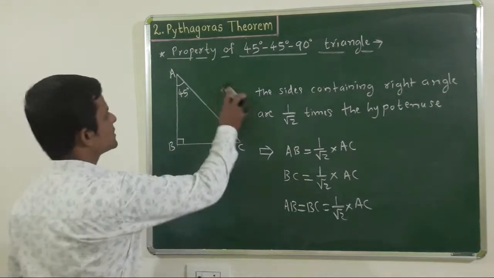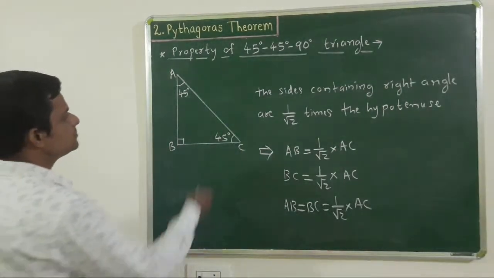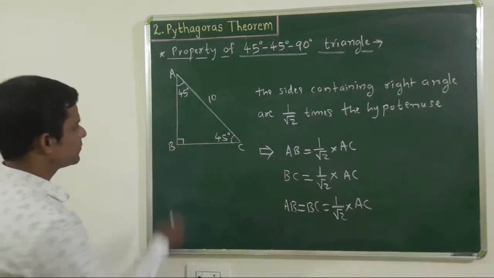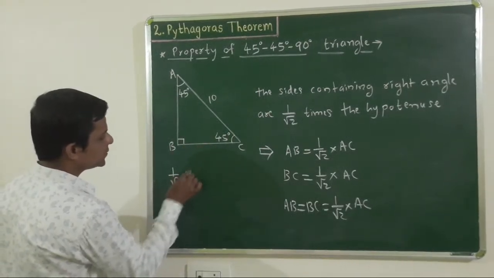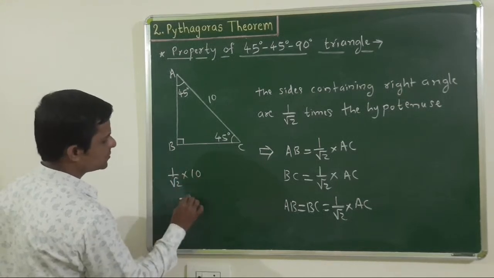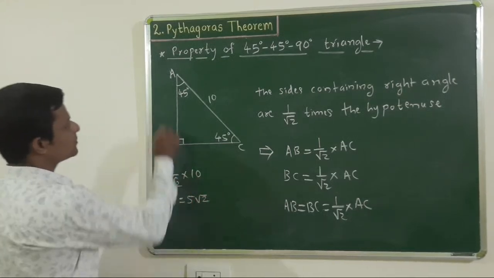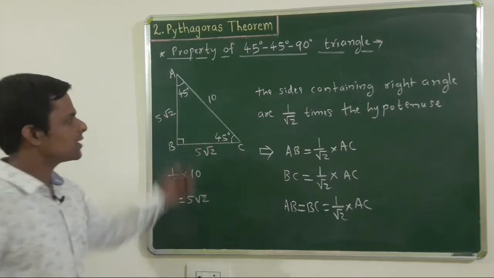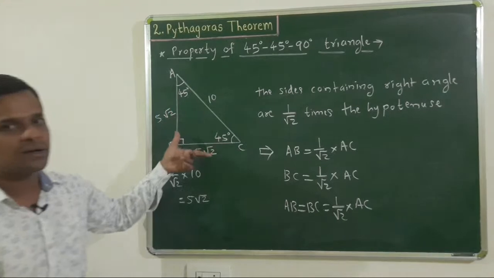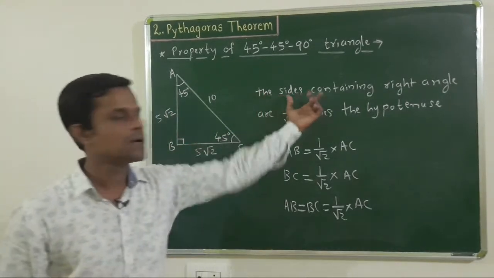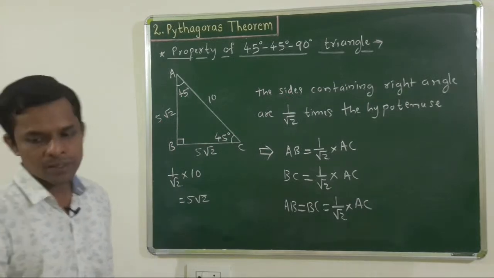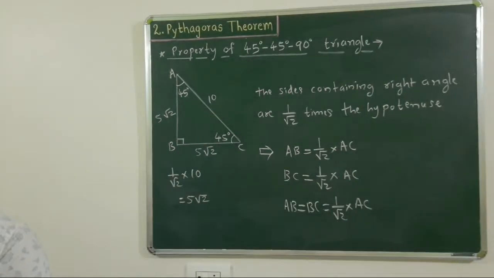Suppose the hypotenuse is given as 10. Then the sides opposite to 45 degrees, these two sides, will be 1 upon root 2 into 10, which is equal to 5 root 2. This one will be 5 root 2, and this one will also be 5 root 2. So if the hypotenuse is given, then we can find these two sides by using this property, if the angles are 45, 45, 90 degrees. This is the property of a 45, 45, 90 degree triangle.